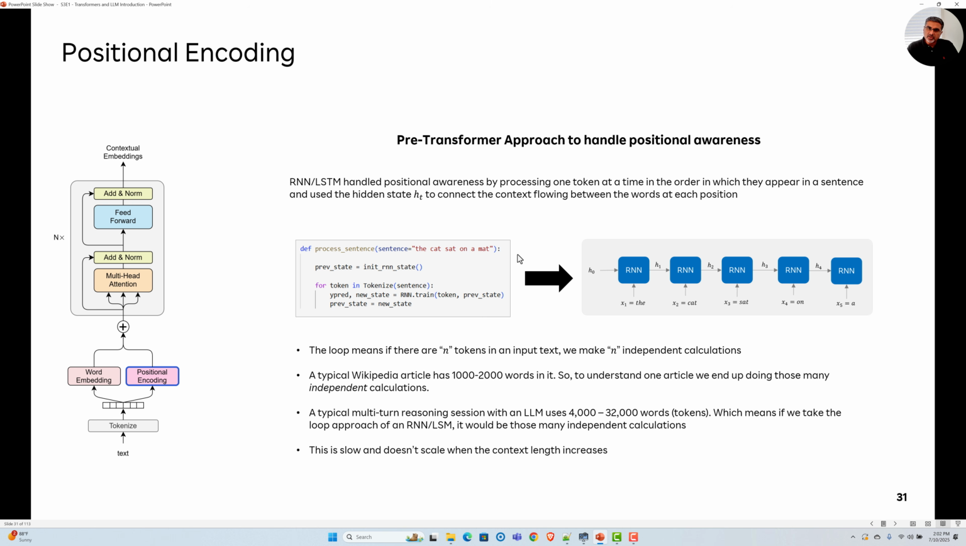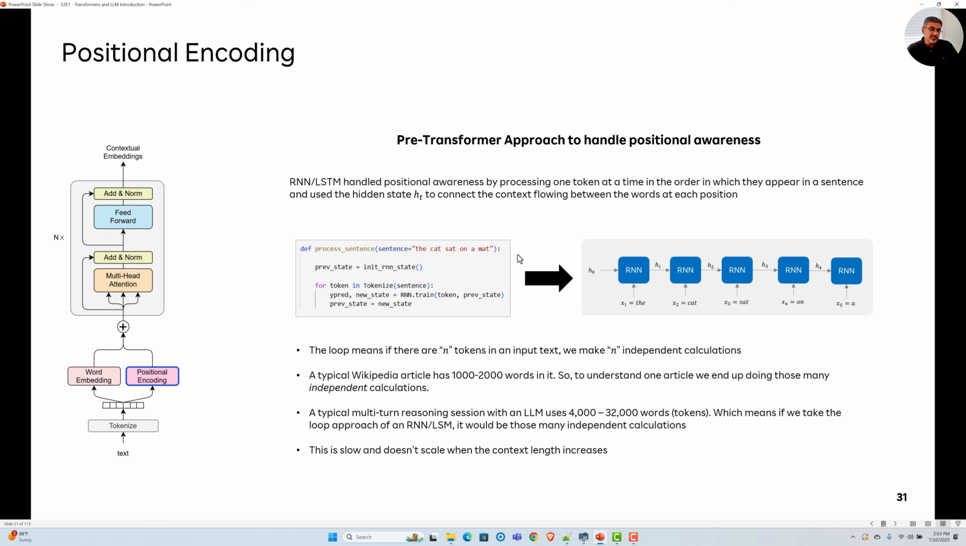So there are n tokens. They make n independent calculations, and each of those calculations allows an RNN or an LSTM to build the context that is flowing across all these words so that it can understand the meaning conveyed by that sentence. So prior to the transformer, you would use a loop to process one word at a time, and with n tokens in the input text, it would make n independent calculations. Nothing is parallel, everything is independent.